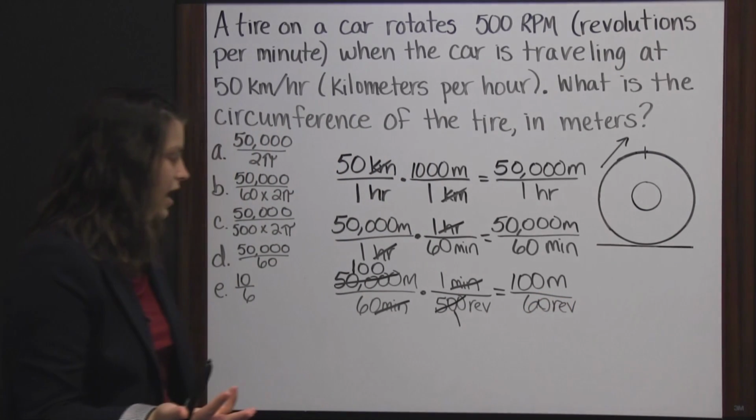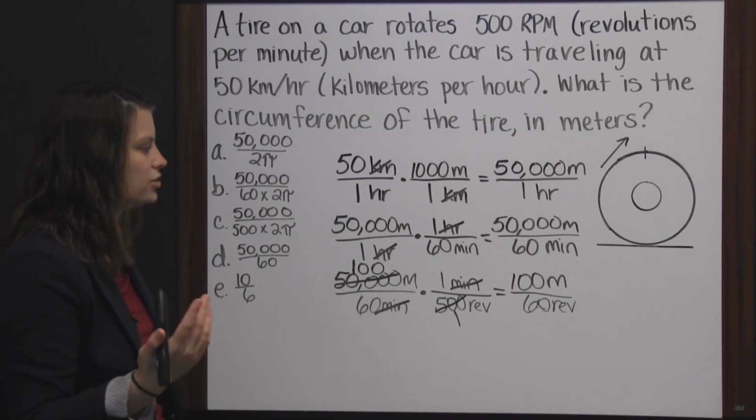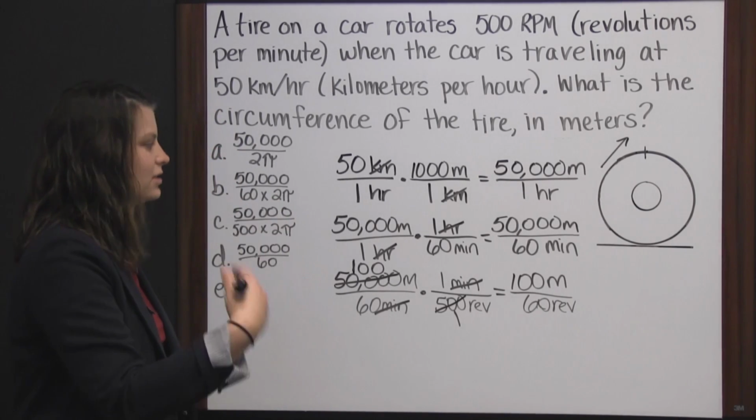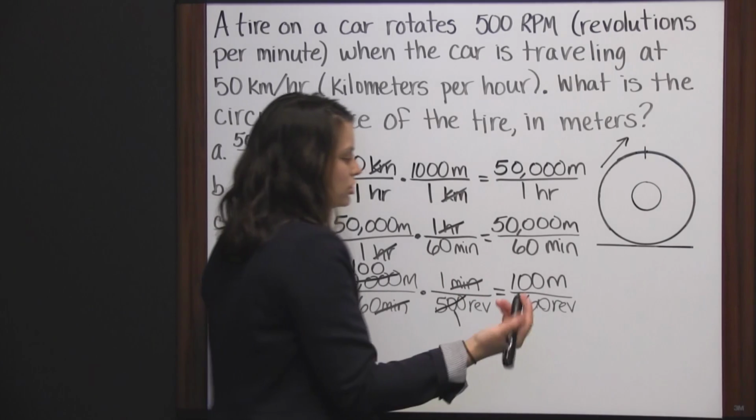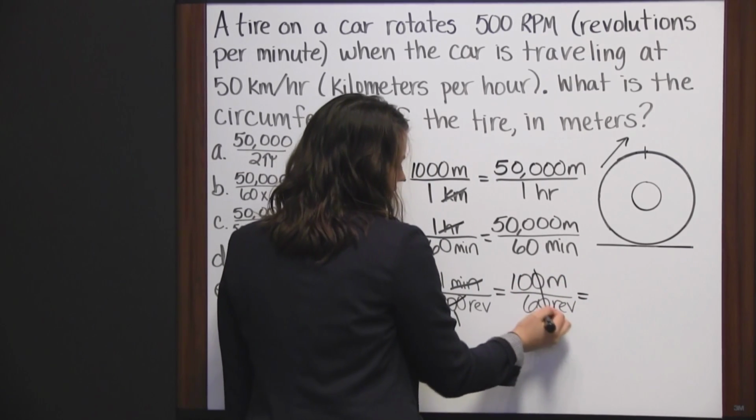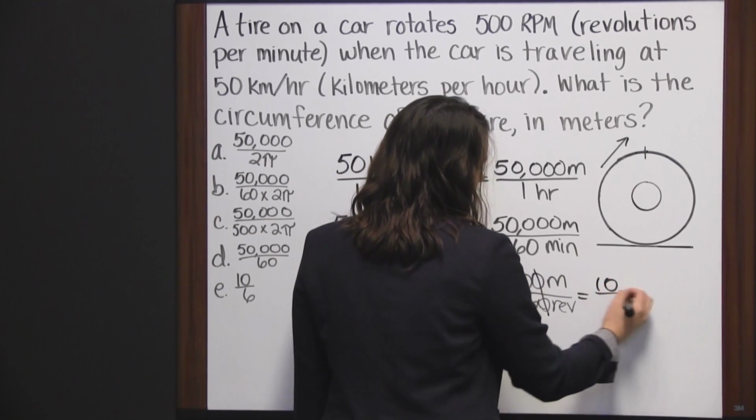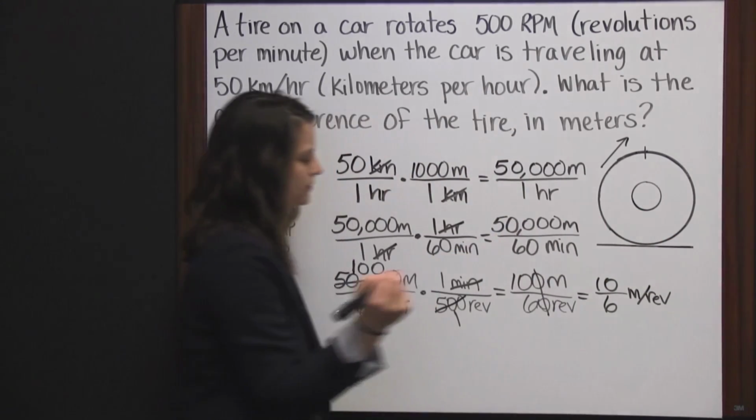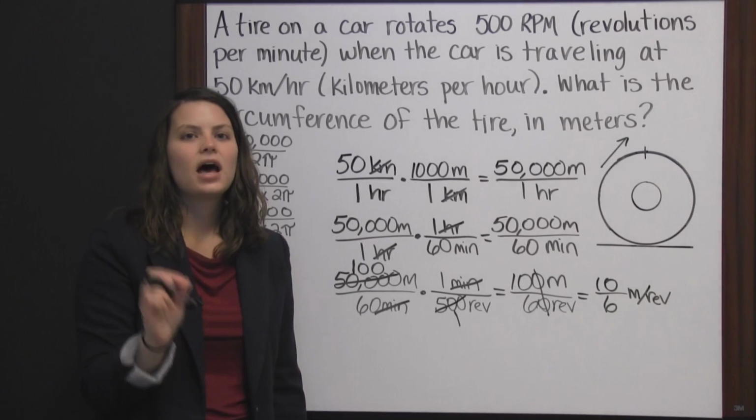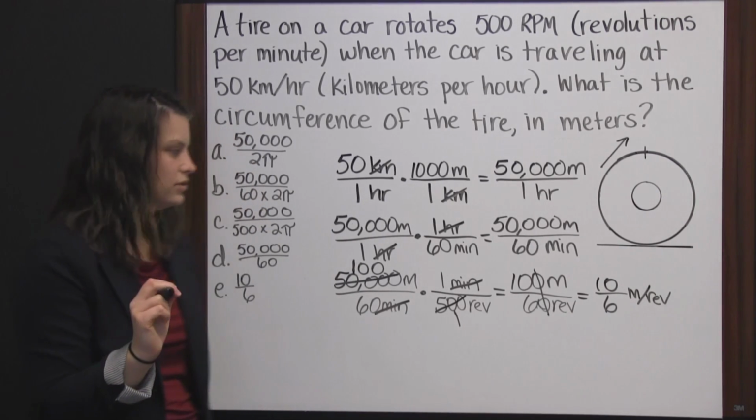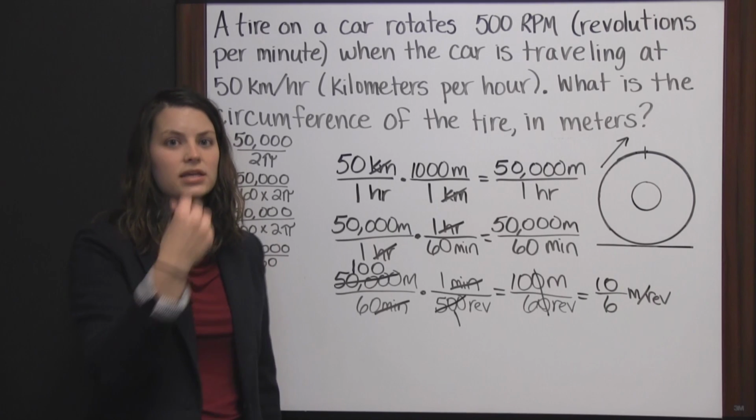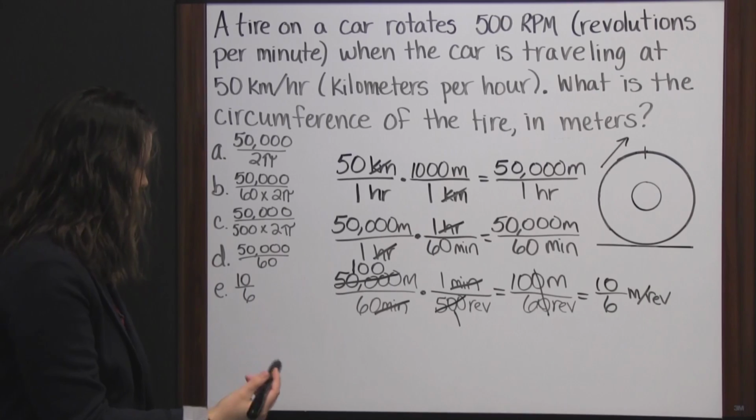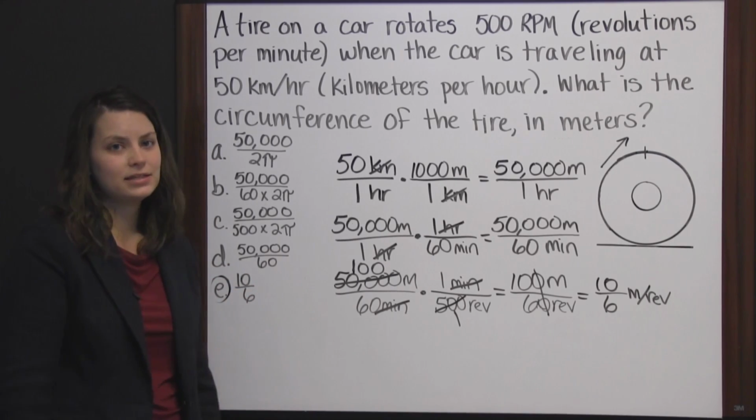So now I found that every 100 meters, this car is going 60 revolutions, which I can then simplify by canceling out the zeros, and I get 10/6 meters per revolution. So it goes 10/6 of a meter every revolution. And again, a revolution is 1 time all the way around the wheel, which is the circumference. So our circumference is 10/6.